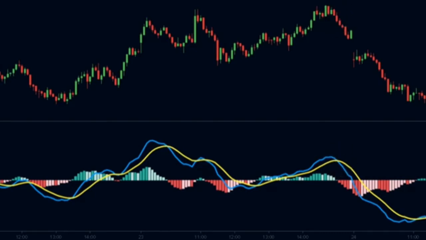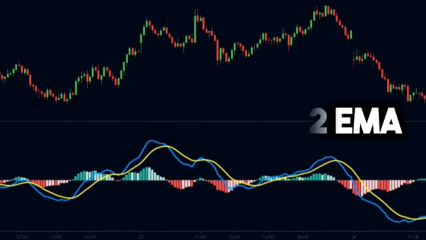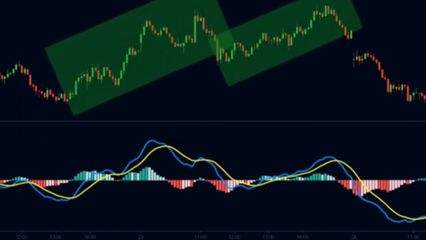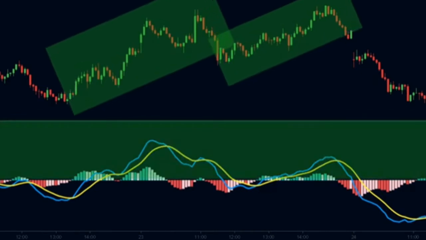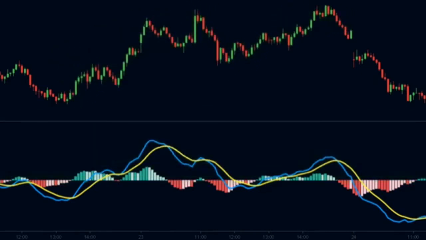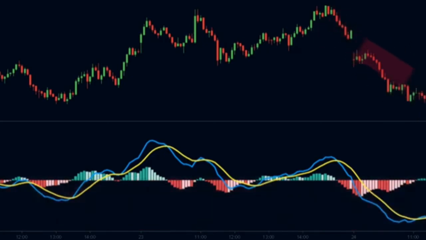As I said earlier, the MACD line is calculated by subtracting the 26-period EMA from the 12-period EMA. When the price is in an uptrend, the 12-period EMA will be above the 26-period EMA, therefore, the MACD line will be above zero. On the other hand, in a downtrend, the 12-period EMA will be below the 26-period EMA, and hence, the MACD line will be below the zero line.